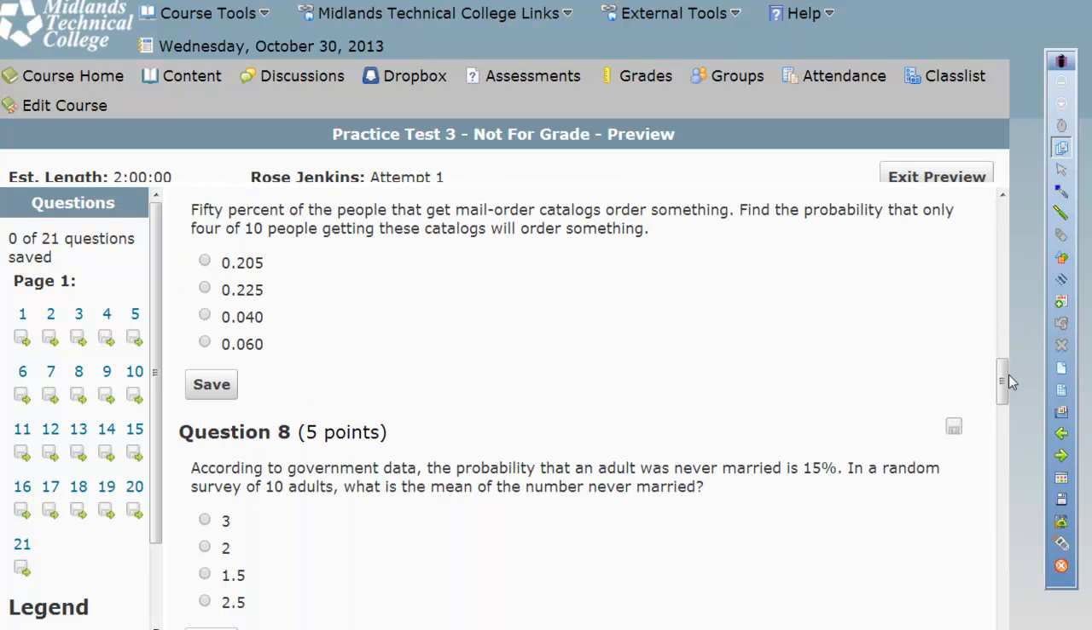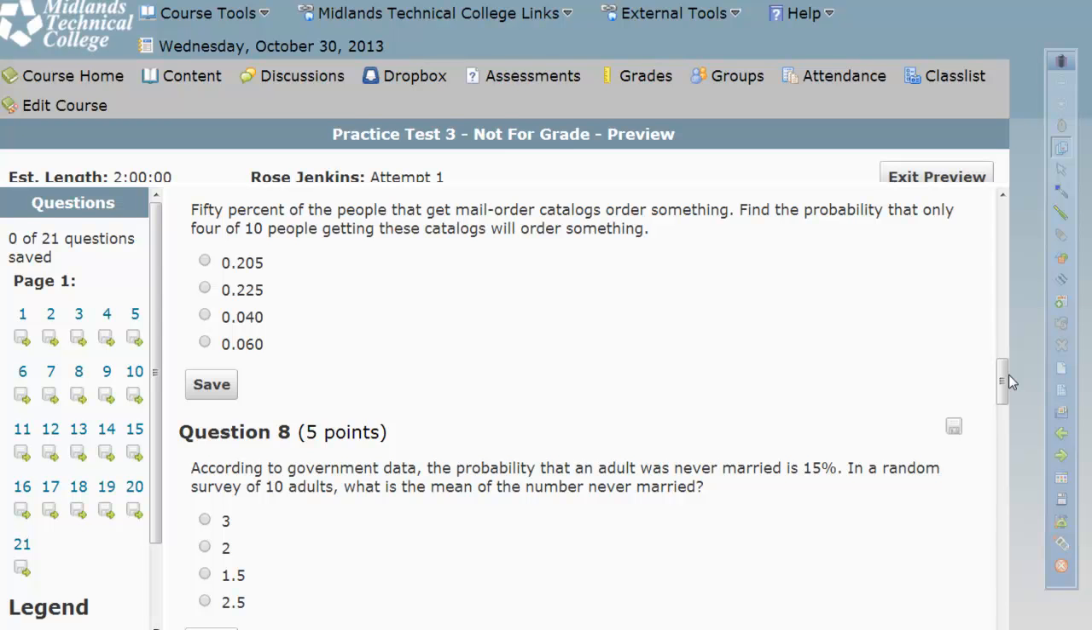50% of the people that get mail order catalogs order something. Find the probability that only 4 of 10 people getting these catalogs will order something. Okay, could this be binomial? Okay, yes. All right, how do we know? You think there's more than 2 outcomes? There are only 2 outcomes. They're either order or don't order. Buy or don't buy. Okay.